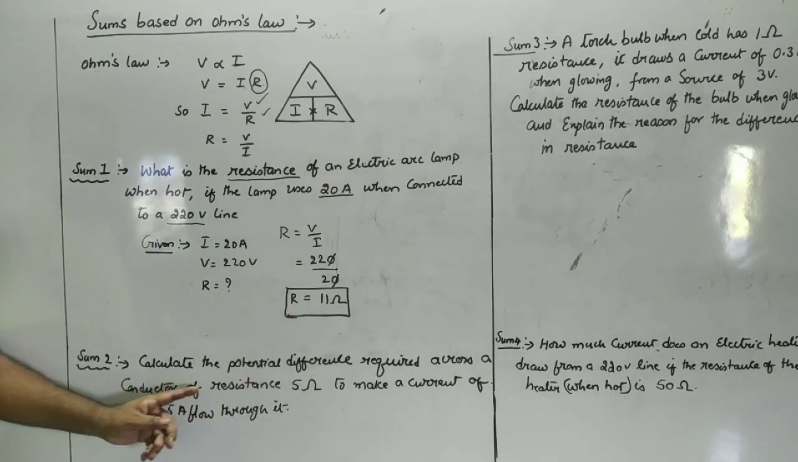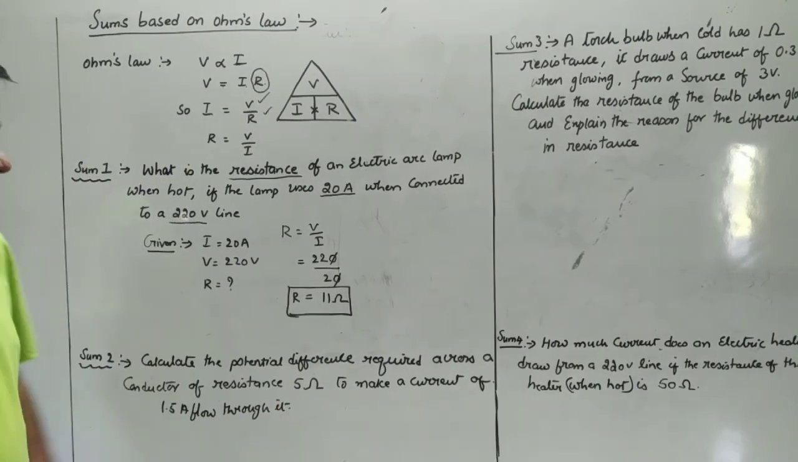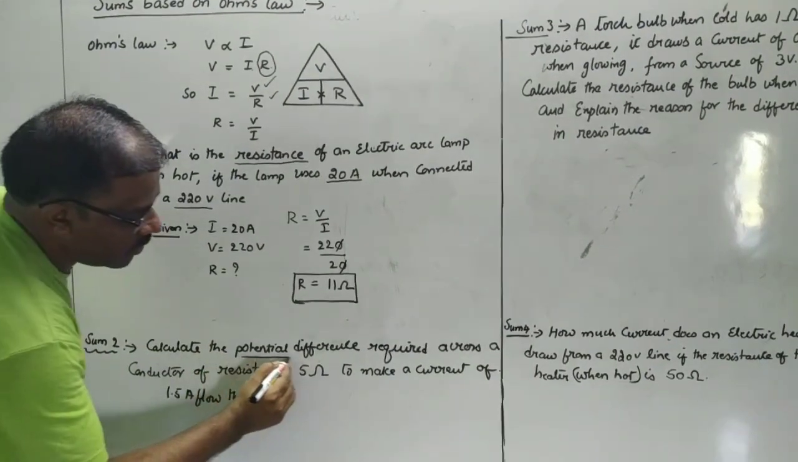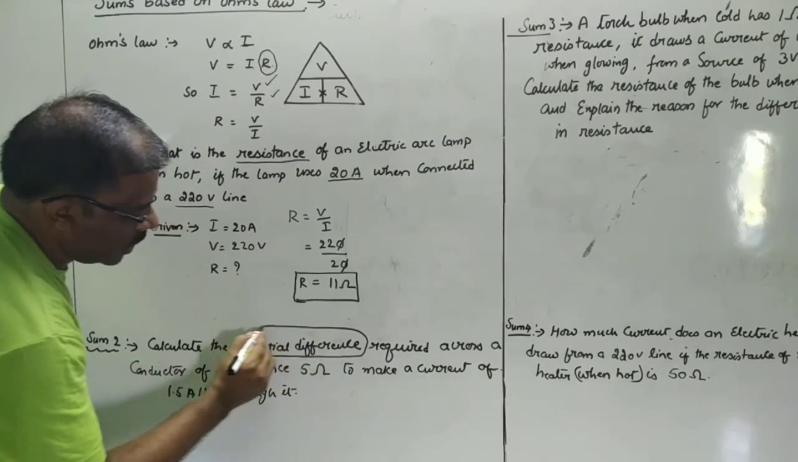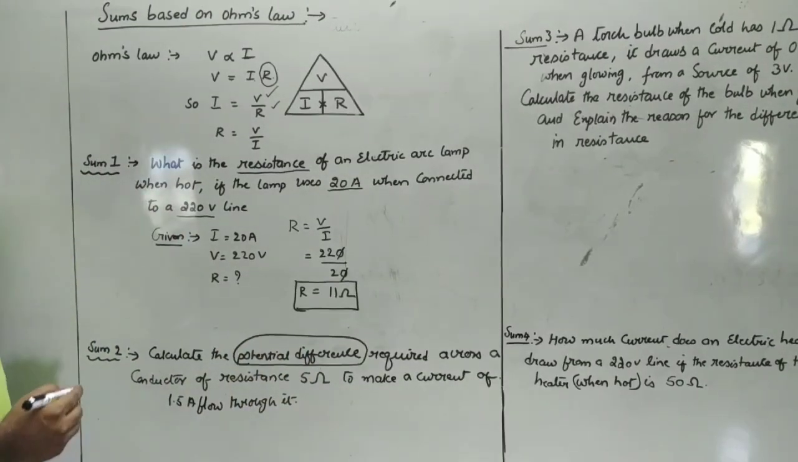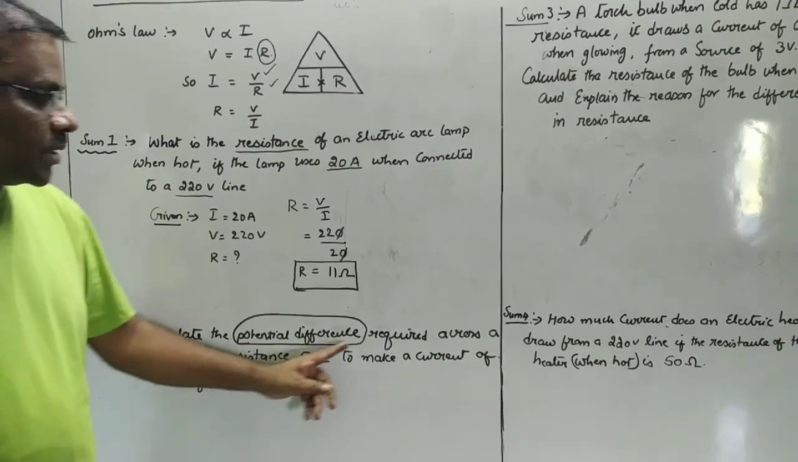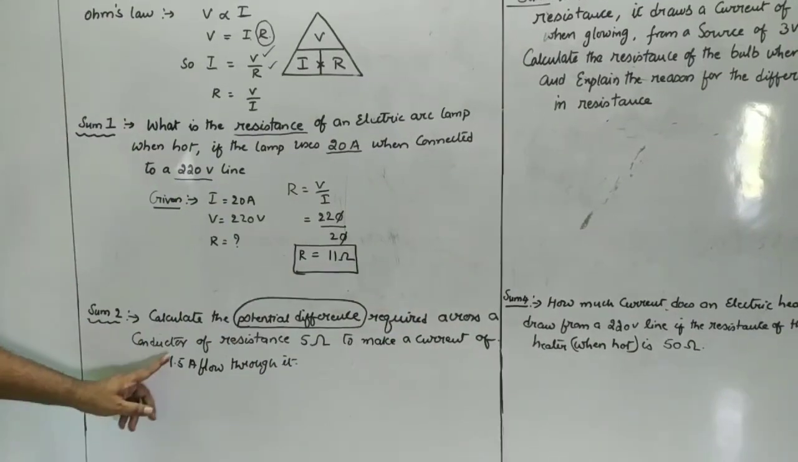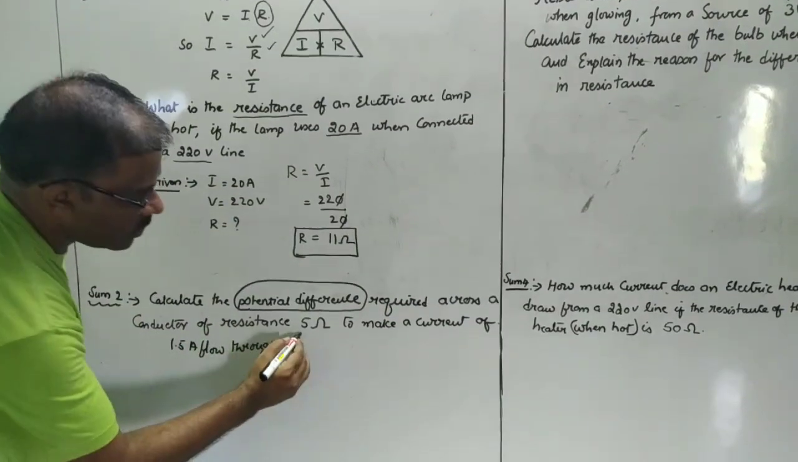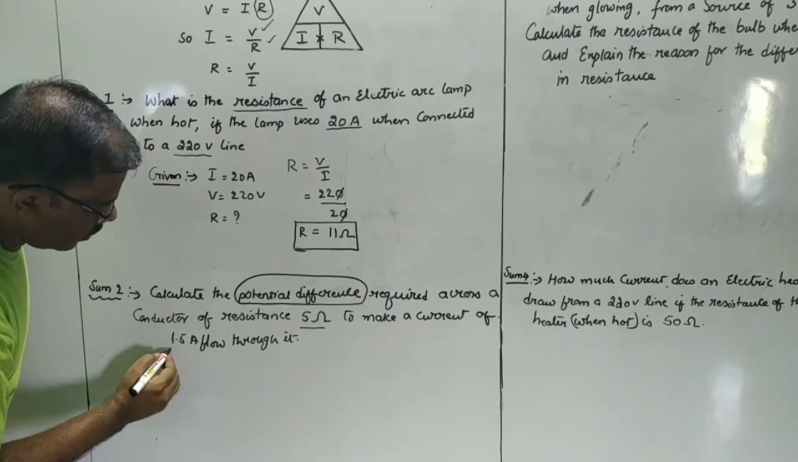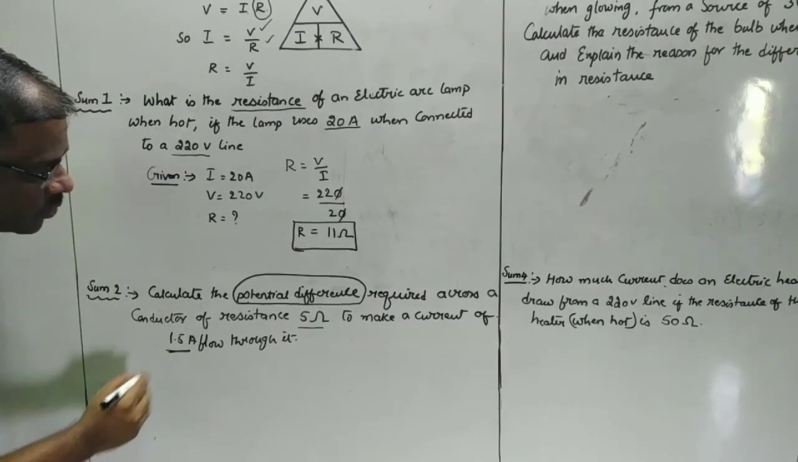Second, calculate the potential difference required. Potential difference is sometimes known as voltage. In short, it is called PD. So calculate the potential difference required across a conductor of resistance how much? 5 ohms to make a current of 1.5 amperes flow through it.